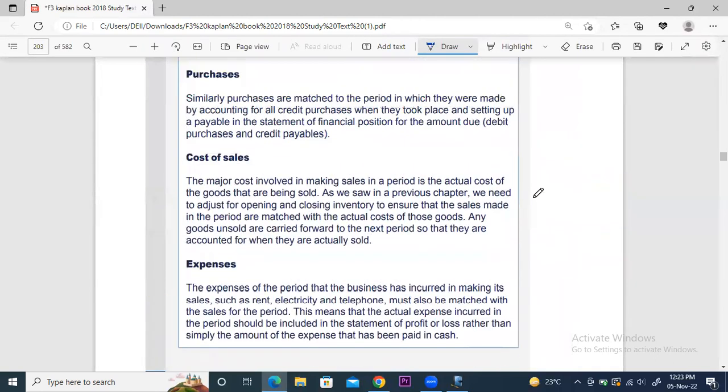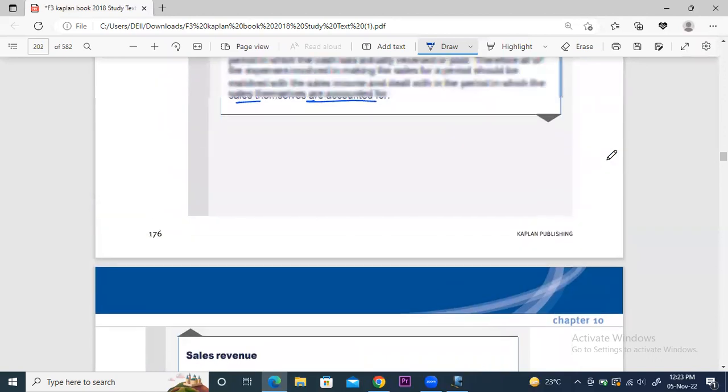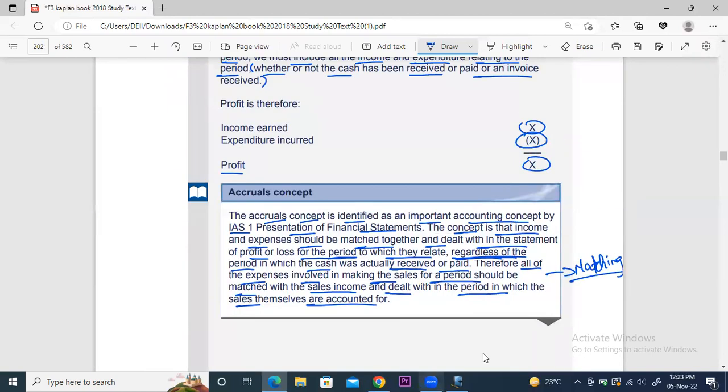This is the same. I don't think there is a need to read this. This is just theory. And we'll just simply start with the topic right now.